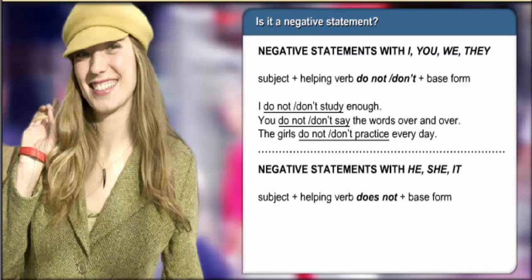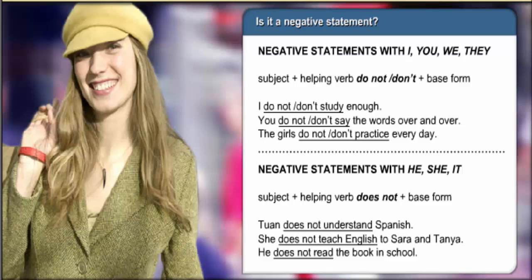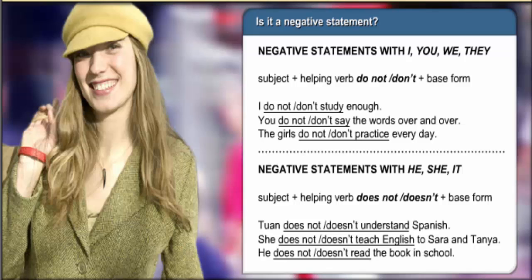For the subjects he, she, and it, use the helping verb does plus the word not followed by the base form of the main verb. Tuan does not understand Spanish. She does not teach English to Sarah and Tanya. He does not read the book in school. Or use the contraction doesn't plus the base form of the main verb. This happens often in spoken English.